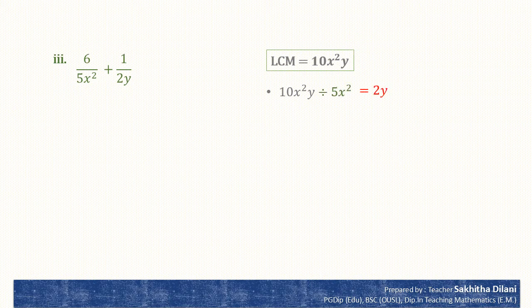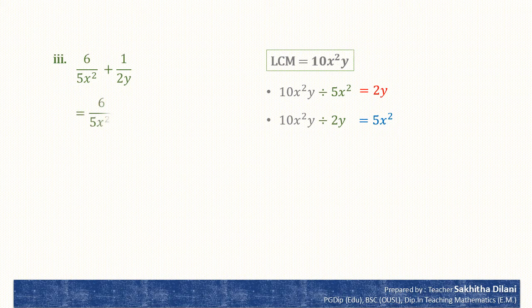How did you get 2y? 10 divided by 5, 2. X squared gets cancelled and y is left. So, the answer is 2y. Then, the LCM is divided by the denominator in the second algebraic fraction, that is 2y. When 10 is divided by 2, the answer is 5. Y gets cancelled and x squared is left. So, the answer is 5x squared.